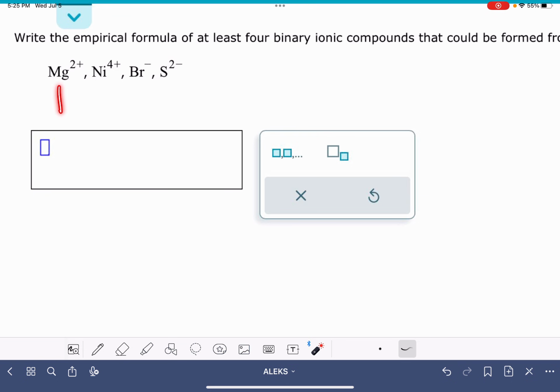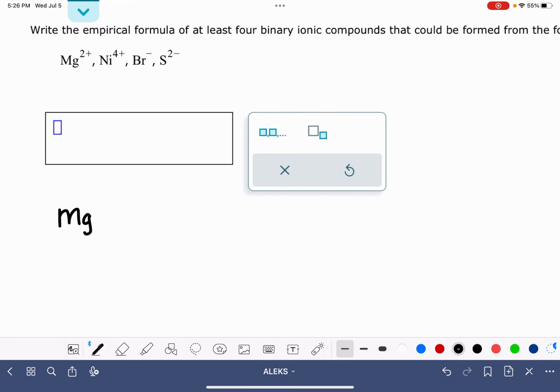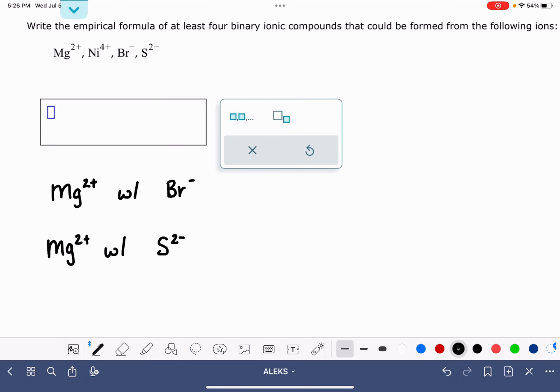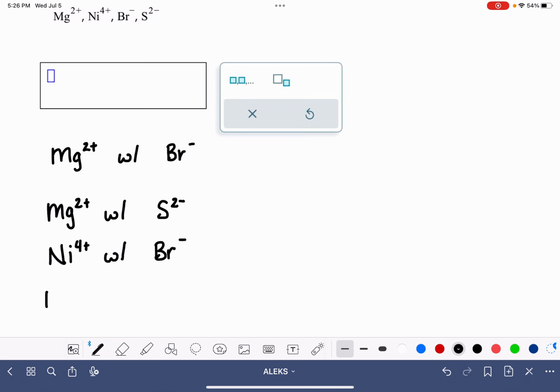Now, in theory, any positively charged ion could be combined with any negatively charged ion. So our possible combinations here would be each cation with each negatively charged ion. One of my combinations is the magnesium ion with the bromide ion. Another is the magnesium ion with the sulfide ion. And that's everything I can do with the magnesium ion. Then I have the nickel 4+ ion combined with the bromide ion, and the nickel 4+ ion with the sulfide ion. So this is every possibility that I have for these 4 different sets of ions.